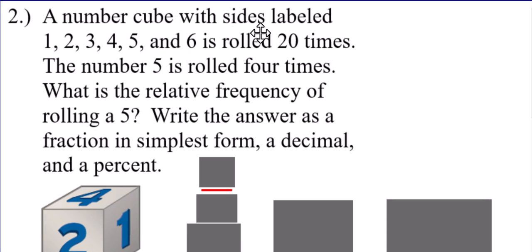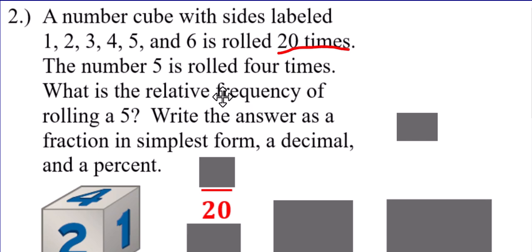A number cube with sides labeled 1, 2, 3, 4, 5, and 6 is rolled, this is important, 20 times. That's the total number of outcomes. So if you want to go ahead and start setting up your fraction, you may. Denominator is going to be 20. The number 5 is rolled 4 times. So instead of giving us a table of values, they're actually explaining it in the paragraph, in the sentence.